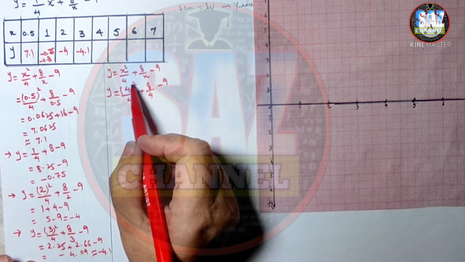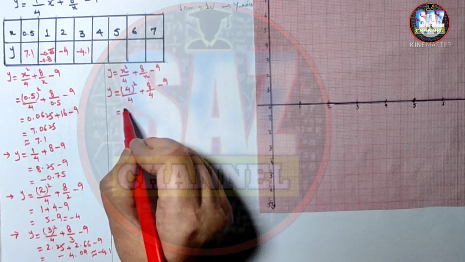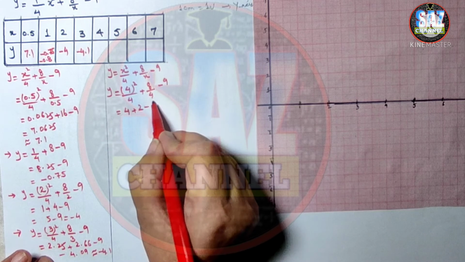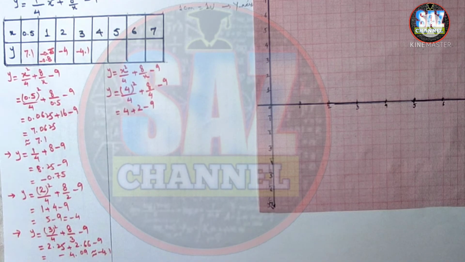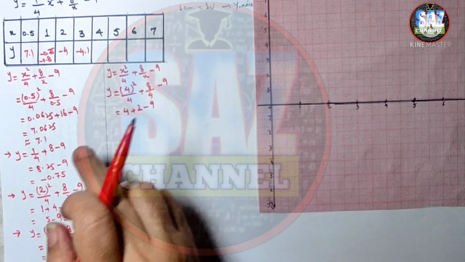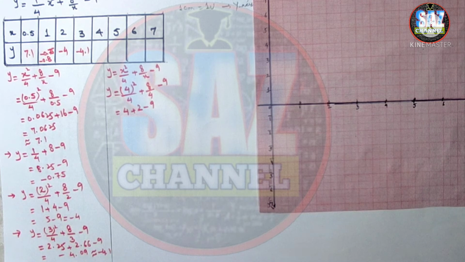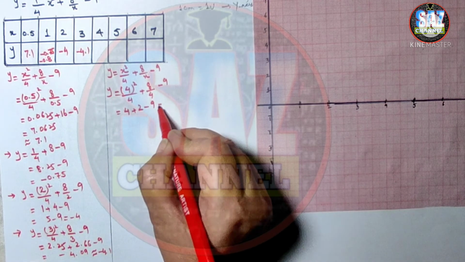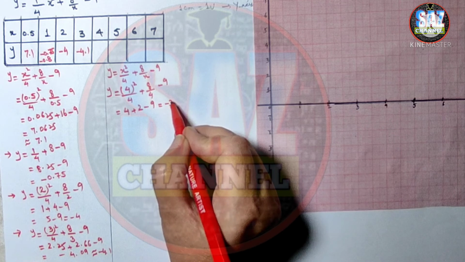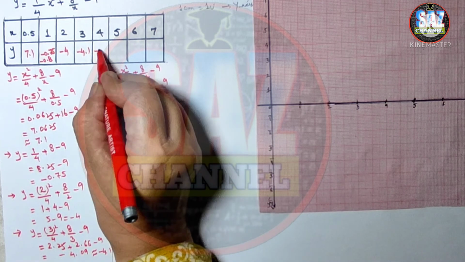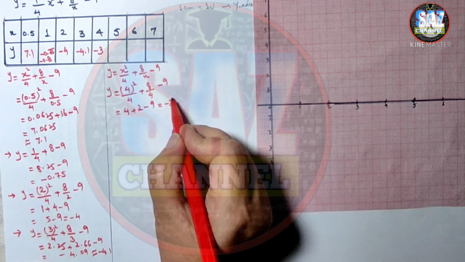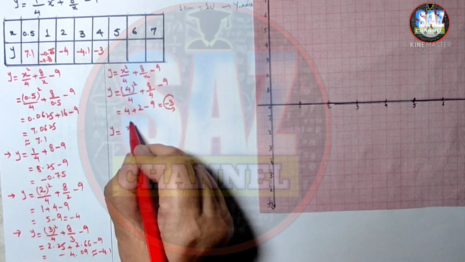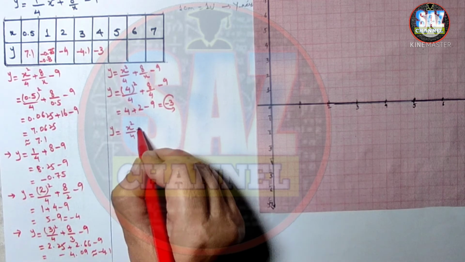4 square is 16, 16 by 4 is 4, and this is 2, minus 9. Let me recheck it. 16 divided by 4 is 4, 8 divided by 4 is 2, 6 minus 9 is minus 3.